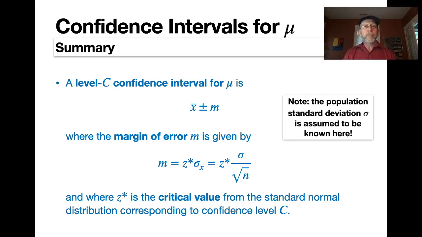I want to point out before we finish that in order to do this, we needed to know the population standard deviation sigma in order to get off the ground here. We didn't really need to know mu. In fact, the whole point of this exercise is to estimate mu. But in this technique, we do need to know the population standard deviation, sigma, in order to compute the margin of error.